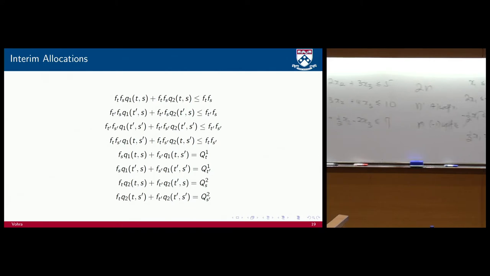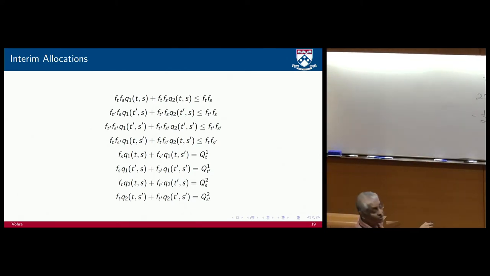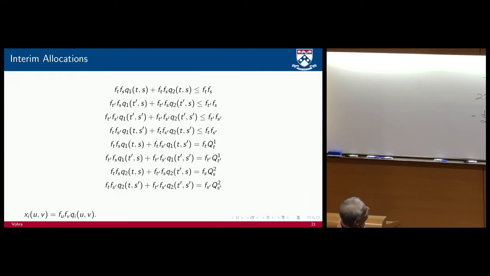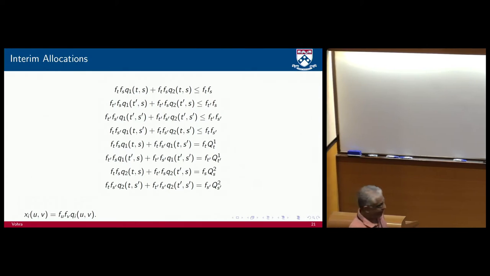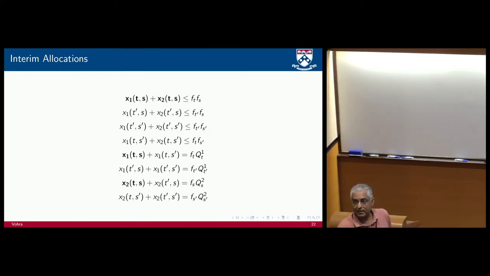I've got Ft times Fs times Q1. Over here, I've only got Fs times Q1. Well, I can fix that. Multiply this through by Ft as well. Repeat. Now I've got this. Too much notation, so let's do a substitution. I'm going to let the variable x stand for Fu times Fv times little q. I get this, neater. What I'd like you to notice is that this variable appears here, this variable appears here, and the same is true for all the other variables.